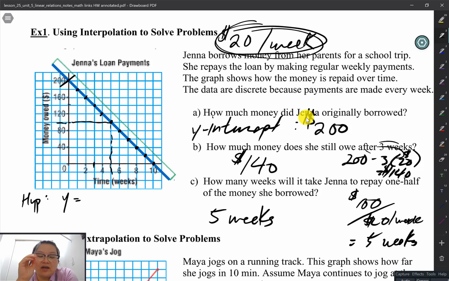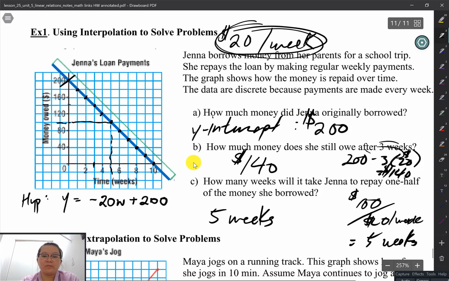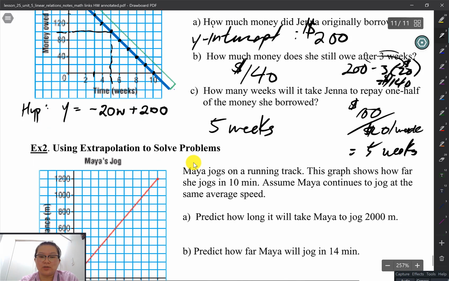The slope would be negative because it's going down, and she's paying her parents, so she's losing $20 every week, at which W is the number of weeks, meaning after 1 week she pays 20, after 2 weeks she pays 40, plus the 200 that she owes, meaning every week she's going to subtract $20 from the amount that she owes. So that would be our slope-intercept equation if the graph was continuous.